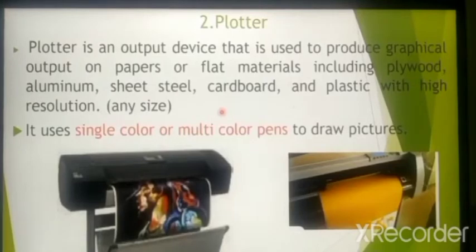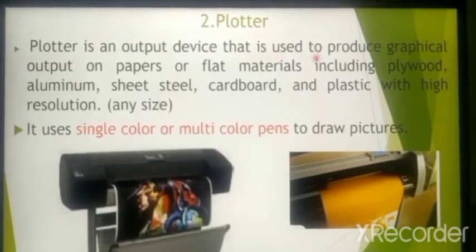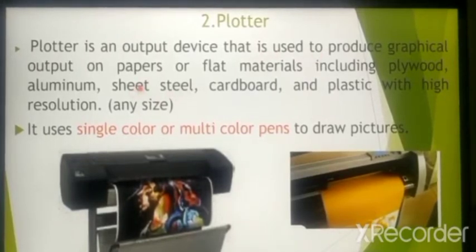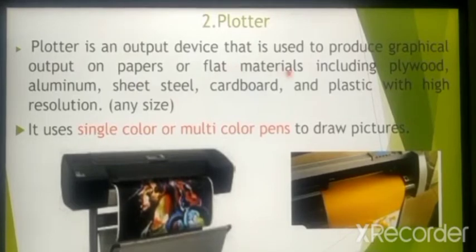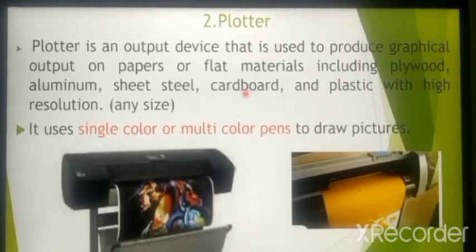Second output device is plotter. Here is the image of a plotter. This plotter is used to produce graphical output images on paper or flat materials including plywood, aluminum, sheet steel, cardboard and plastic with high resolution. Here we can print the information on any type of material with any size of material.